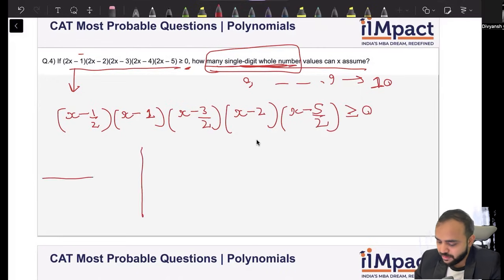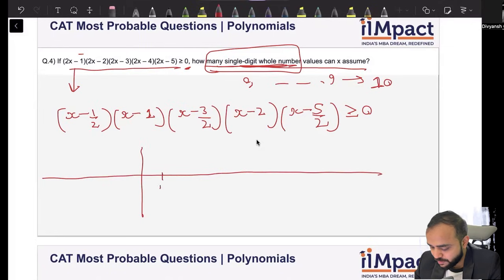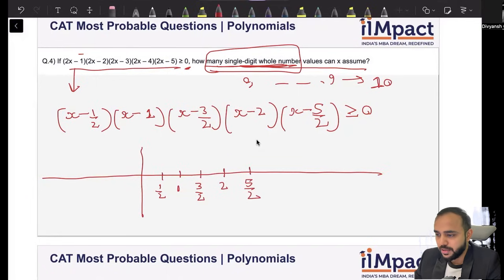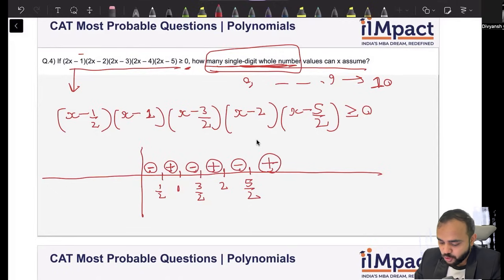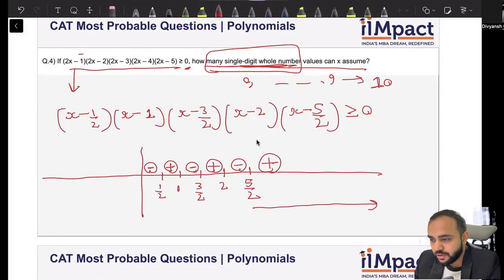And now I will make the cuts on the x-axis. I'll get 1 by 2, I'll get 1, I'll get 3 by 2, I'll get 2, and then I'll get 5 by 2, and so on. After 5 by 2 you will have the same sign, and before 1 by 2 you will have the same sign. So before 1 by 2 all the 5 terms will be negative, which means their product will be negative. So this is negative. After this I can alternate, so plus, minus, plus, minus, and plus. So after 5 by 2 all the whole numbers are going to be part of my answer. So 3 to 9 all the values are part of my answer.